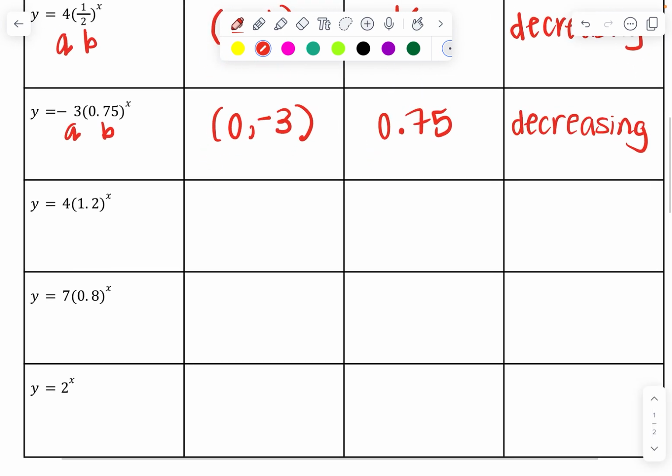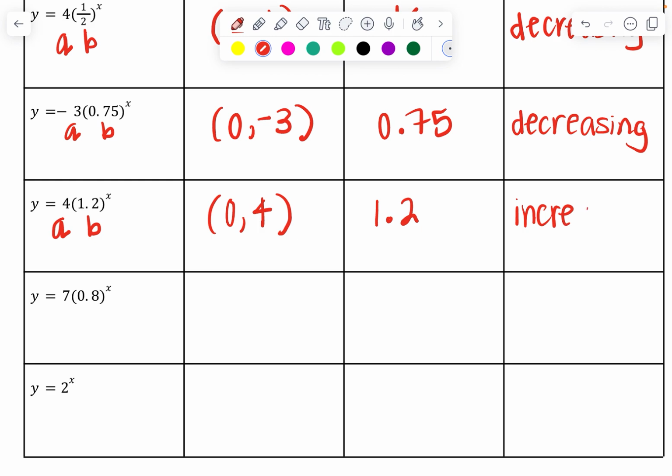Couple more here. y equals 4 times 1.2 to the x. So a is 4, b is 1.2. So our initial amount, (0, 4). Our constant ratio is 1.2. And then to decide if it's increasing or decreasing, we look at that 1.2, which is bigger than 1. So this is increasing.